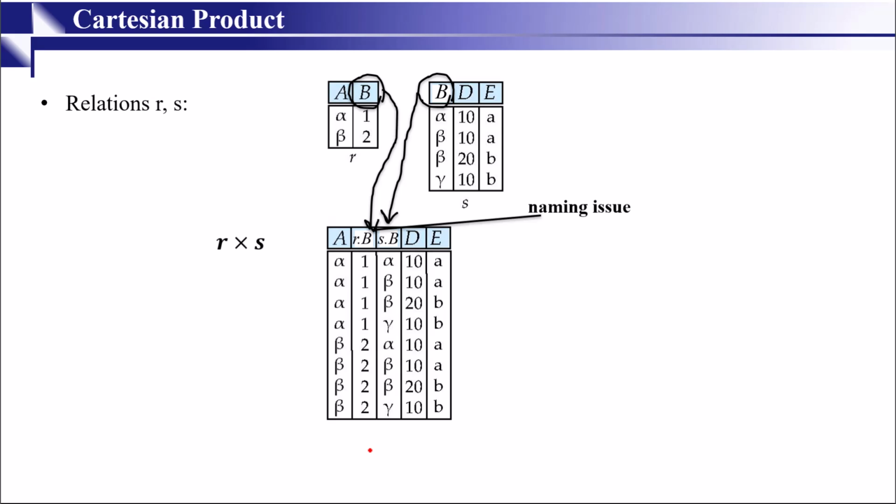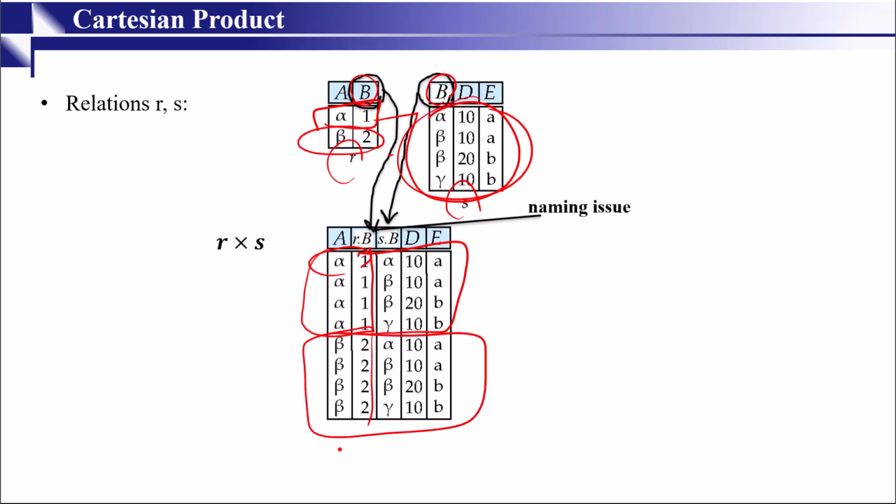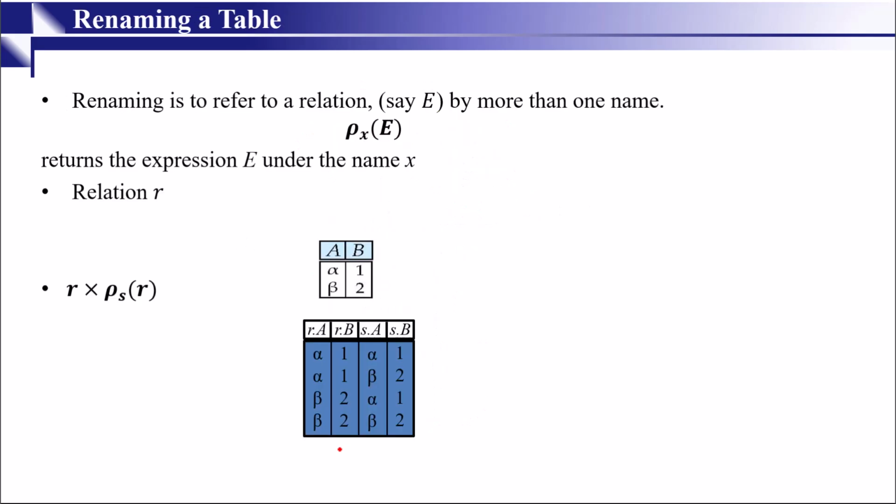So in here, for Cartesian product, sometimes we want to do R and S, and we have the same column, B here, right? In this case, we write R dot B for this one, and for this one, we write S dot B. Alpha 1 and all together. So alpha R dot B, so alpha 1 is here, all are here. Then for this one, all of this one, you can see this is Cartesian product.